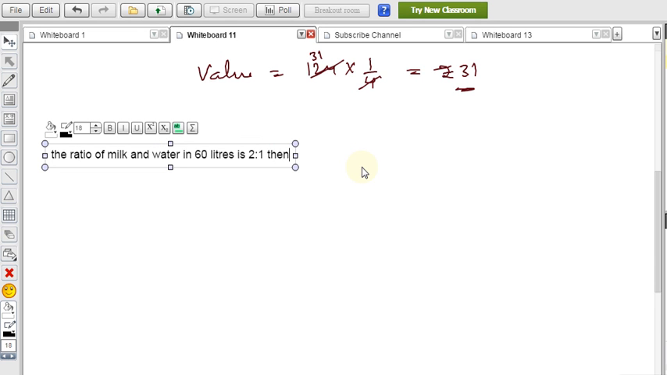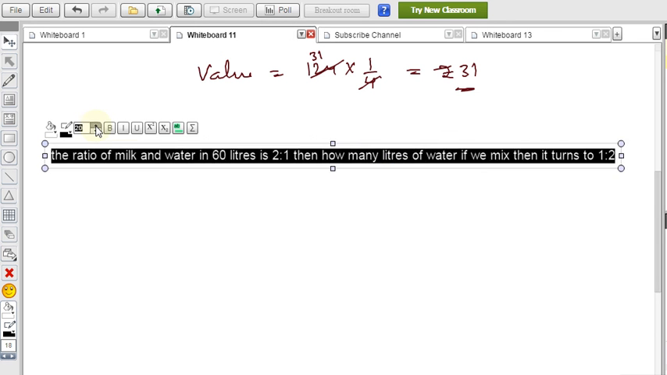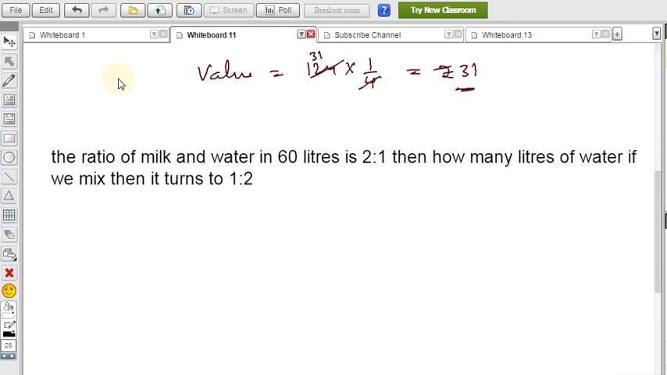Then, how many liters of water should we mix so that it turns to 1:2? So here the ratio of milk and water in 60 liters is 2:1. So 2:1 is present. If we divide 60 into 2:1, we get 40 and 20, milk and water. So if we divide 60 in the ratio 2:1, that is 40 and 20.